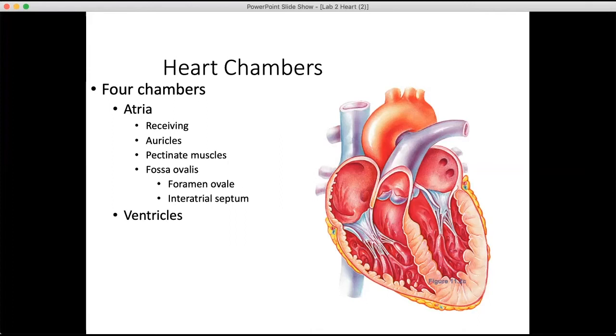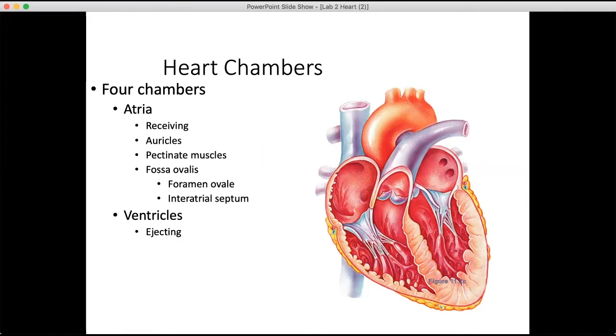The two lower chambers are called the ventricles. They are ejecting chambers, meaning that they pump the blood out of the heart. The right ventricle pumps the blood or ejects the blood into the pulmonary circuit. The left ventricle ejects the blood into the systemic circuit.